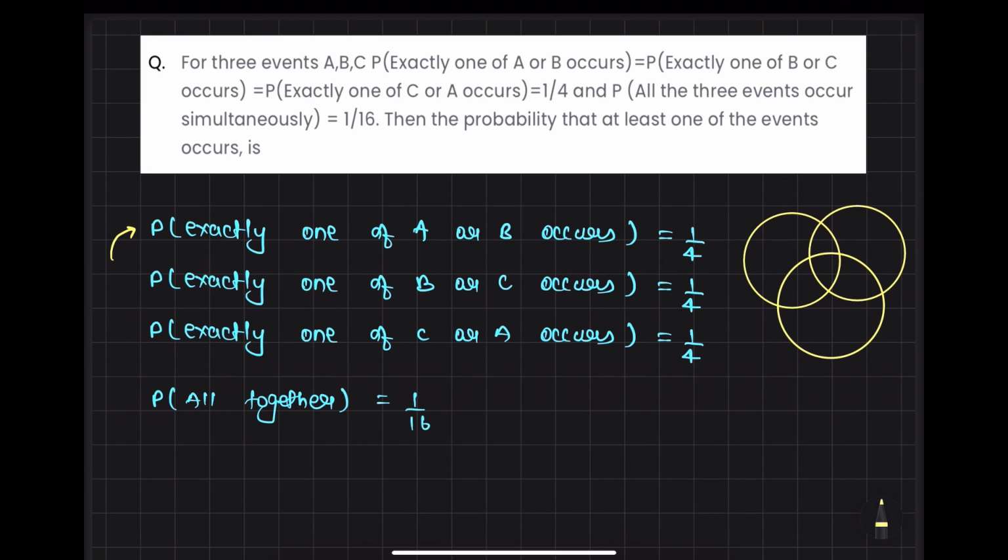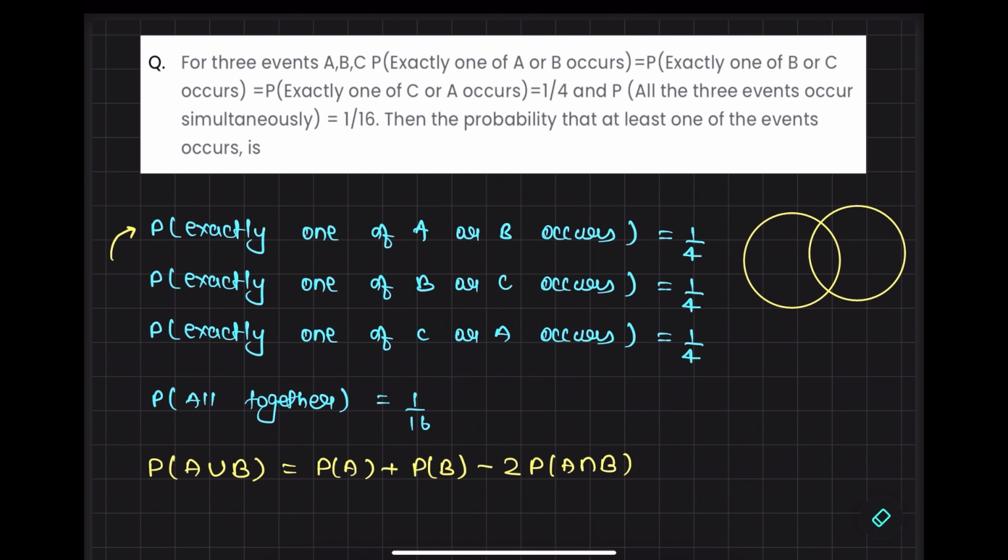Now look at this. So exactly A or B means probability of A union B is equal to probability A plus probability B minus 2 times probability A intersection B. It means if we have only A and B, the probability of exactly one of A or B occurring is this room and this room. This means this room has been calculated twice, so you have to remove this thing 2 times. Okay, and this is equal to 1 by 4.